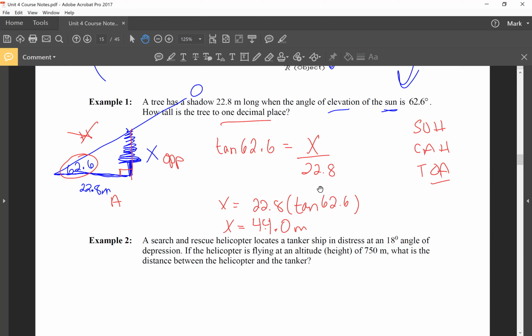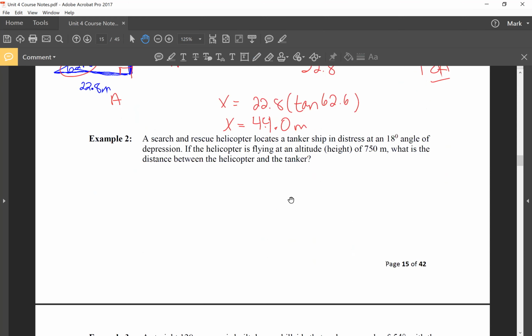Okay, let's look at another. A search and rescue helicopter locates a tanker ship in distress at an 18-degree angle of depression. If the helicopter is flying at an altitude of 750 meters, what is the difference between the helicopter and the tanker? Now, the hard part about these questions is coming up with your picture.